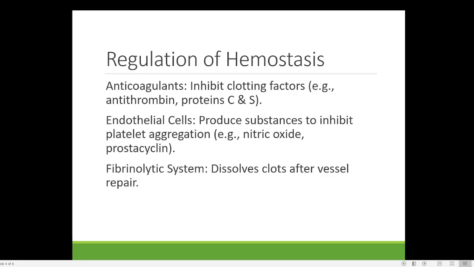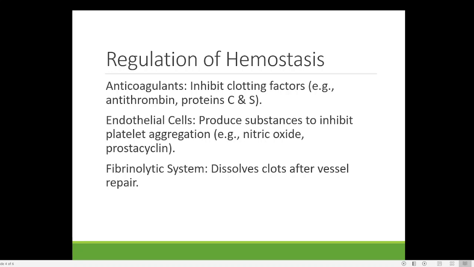So these are the different steps in the phases of hemostasis. You can see that there are different types of regulations of hemostasis. One by means of anticoagulant, another with the help of endothelial cells, and third by the fibrinolytic system. So in the case of anticoagulant, their role is to inhibit clotting factors. That is, anticoagulant means a substance which prevents clotting. So normally clotting can take place in the blood when there is some kind of injury or loss of blood from your body. And these anticoagulants are actually antithrombin, protein C, and S. These are some examples of anticoagulant. They will be inhibiting the functioning of clotting factors and preventing the clotting. So preventing the clotting, that is why they are known as anticoagulant.